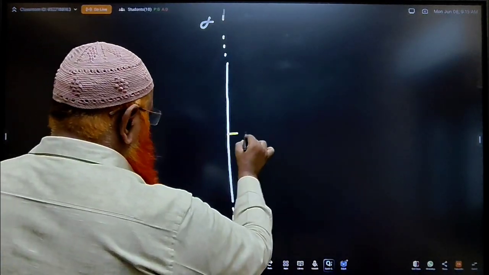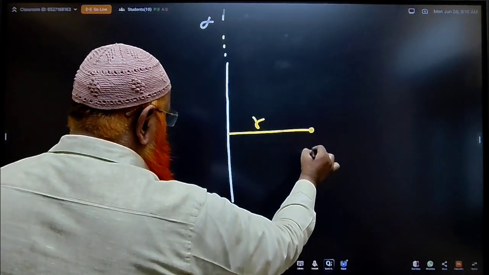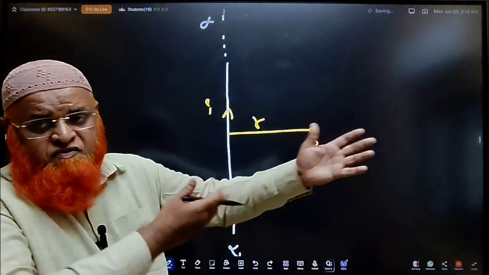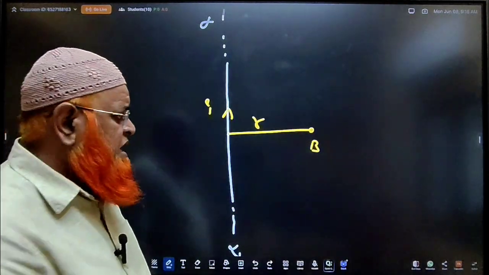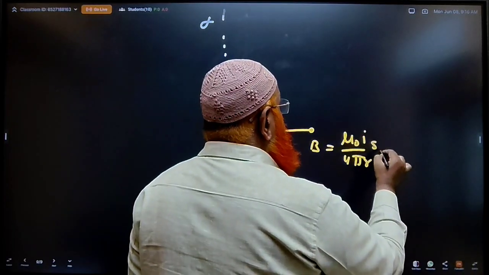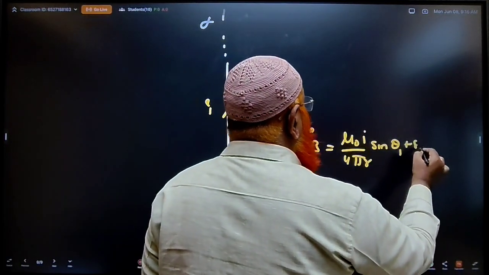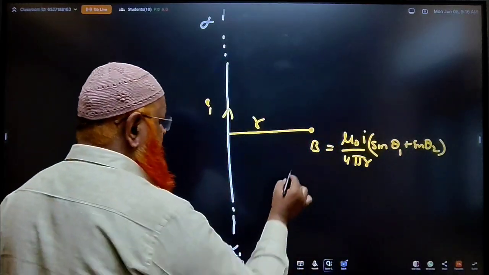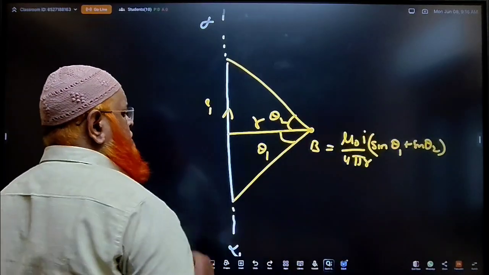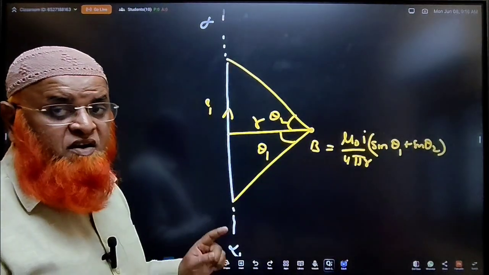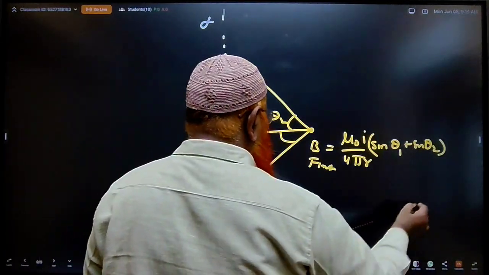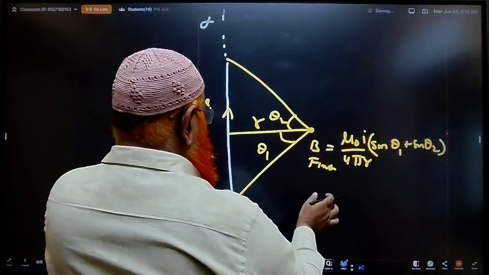The easiest method is if you take a distance r. So what is the magnetic field B because of a wire, an infinitely long wire? The simple thing is mu naught I by 4 pi r, sine theta 1 plus sine theta 2, is going to be the formula. Here this angle is taken as theta 1 and this angle as theta 2. This is the formula for a finite wire, that is, a smaller wire. Let us see.